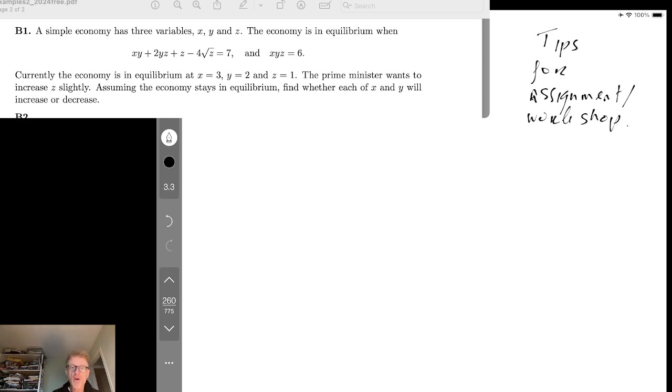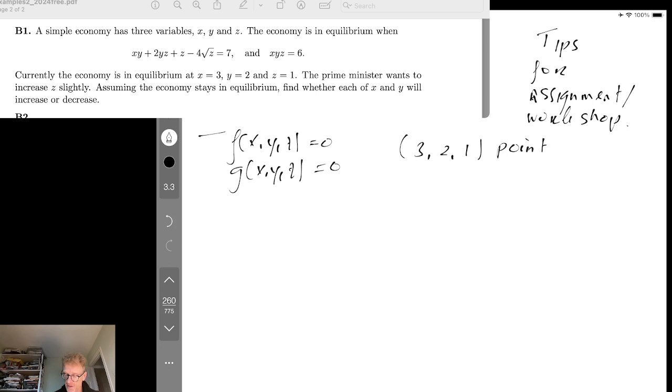So we have, you see where we are? Yes, we have a function f of x, y, z is 0. That's the first one. We have a function g of x, y, z is 0. We're given a point, so point (3, 2, 1). So check that point lies on f and g. Needs to be a common point.